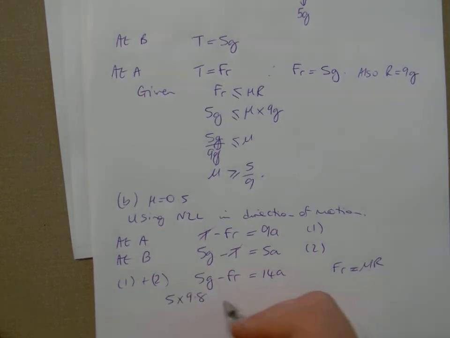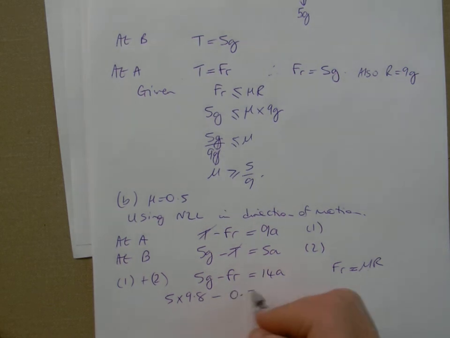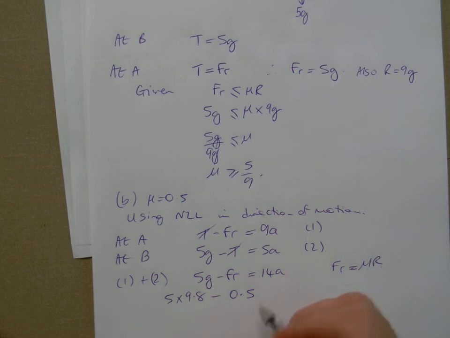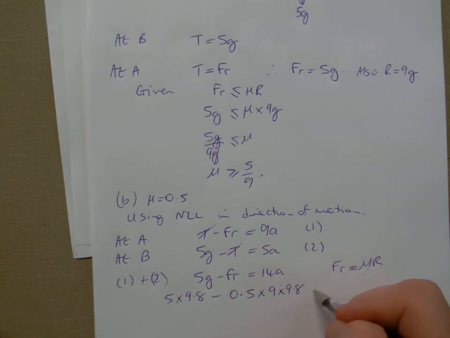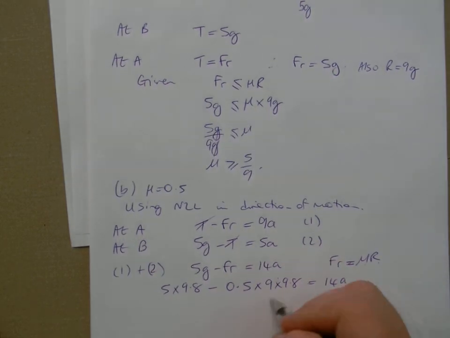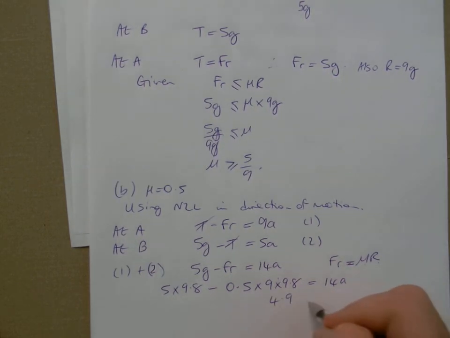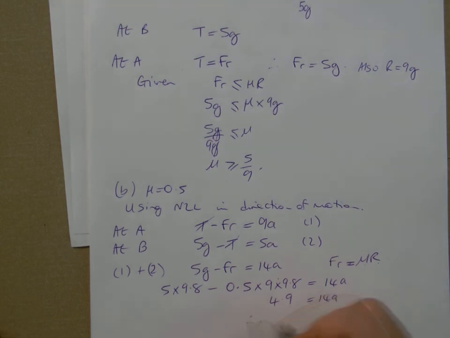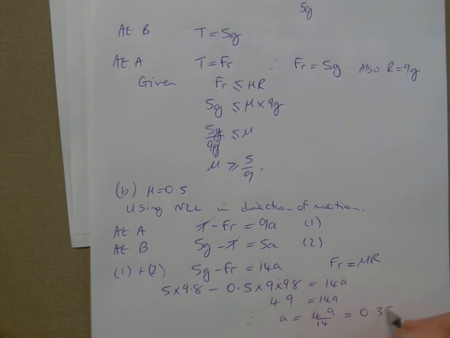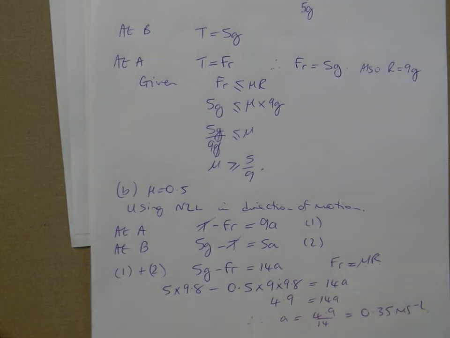So we can then sub in mu R. Remember, mu, it's stated in the question, is 0.5. The reaction, which we worked out here, is 9G, so 9 times 9.8, and that will equal 14A. When you work this out, my calculations earlier come to 4.9 equals 14A. So A will be 4.9 divided by 14, which is, as they want, 0.35 meters per second squared.